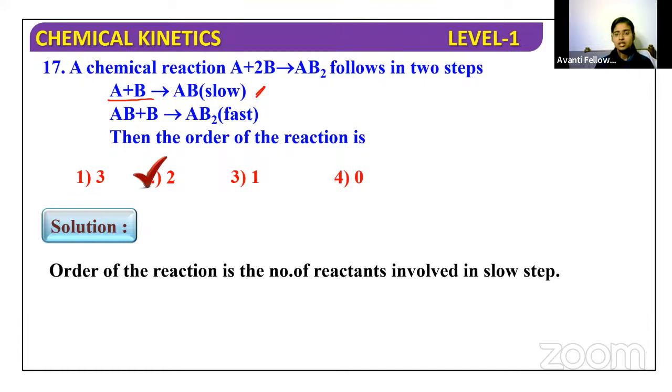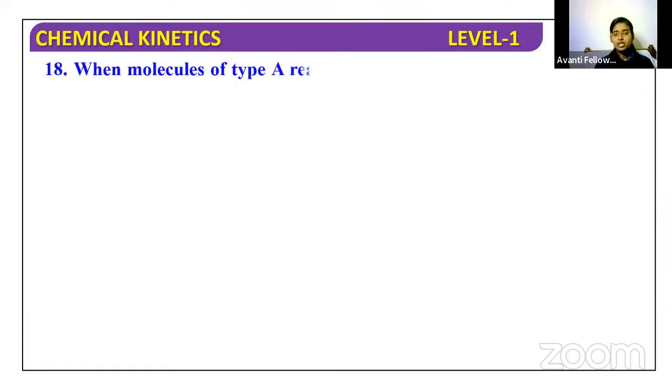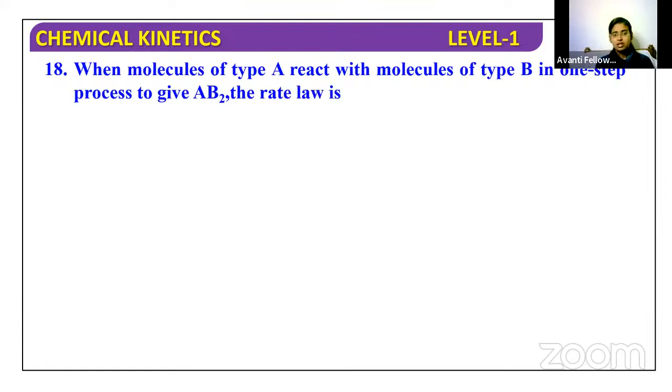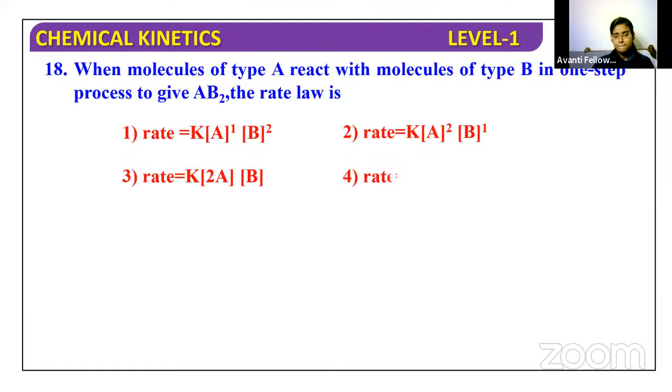Tanika, good. The slowest step is considerable. Very good. We'll move on to question number 18. When molecules of type A react with molecules of type B in a one step process to give AB2, the rate law is, we have to find out the rate law. The 4 options are given. A is reacting with B to give AB2, and we have to find out the rate of this reaction. Which is the correct option?